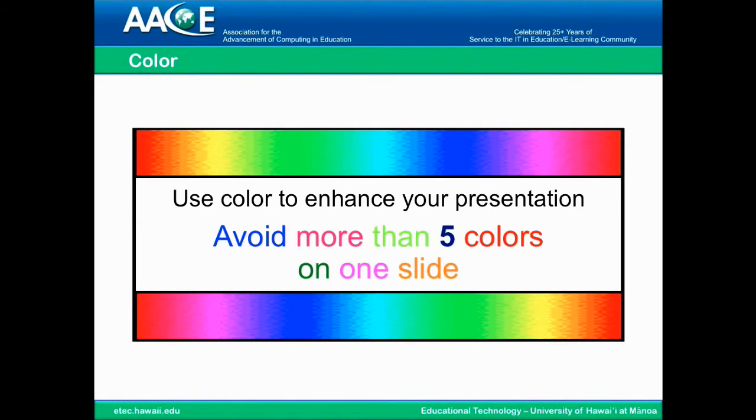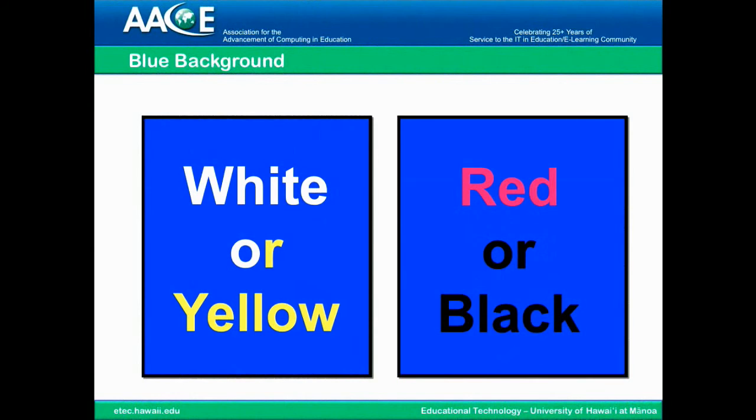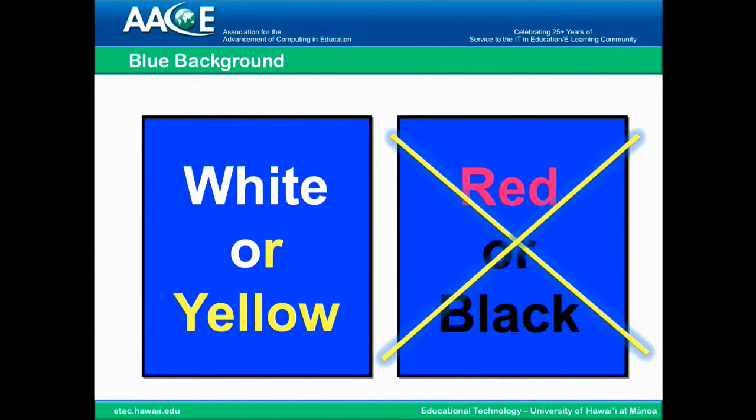If you know you're going to be in a large room like a ballroom, the best projecting colors are white or yellow on a blue background. But please, if you have a dark background, avoid dark colors. You need to make sure you have enough contrast for people to see. So never, for example, put red or black on a blue background. And you won't know this until you try it out in the room that you're going to present in.